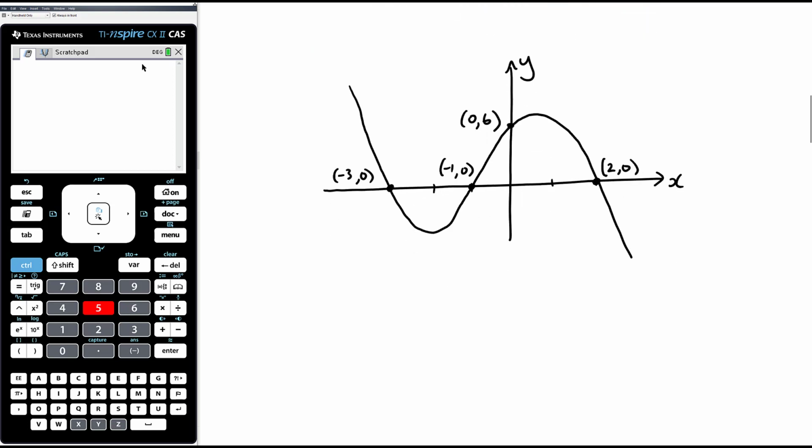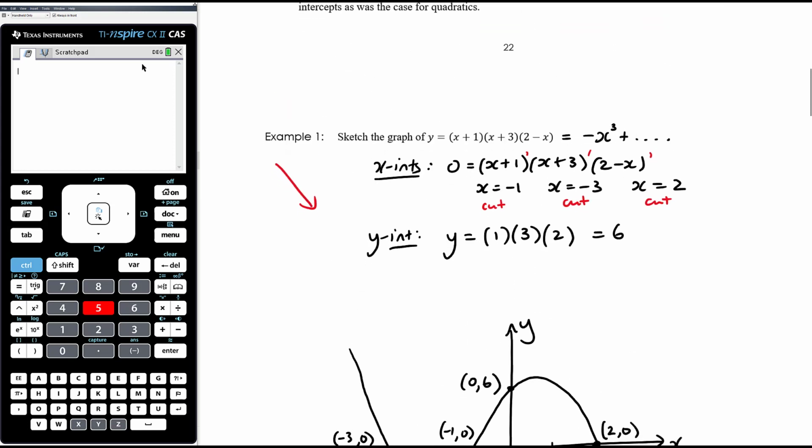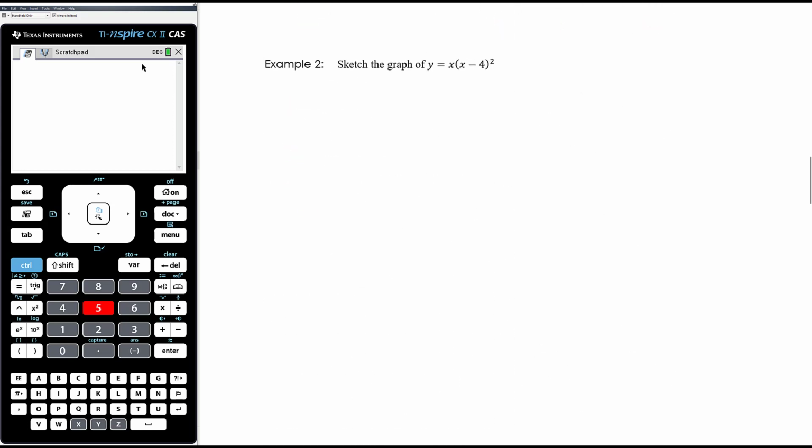And there is our cubic graph. So they're really nice and easy if you're given them in factorized form. Alright, over the page, let's have a look at example 2. Sketch the graph of y equals x times (x minus 4) all squared.